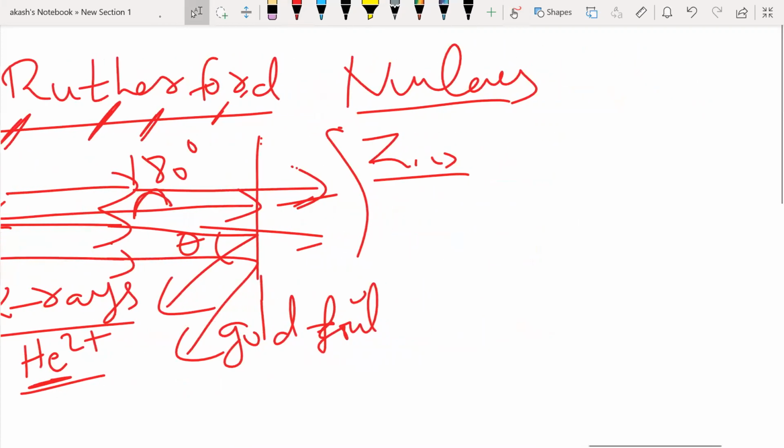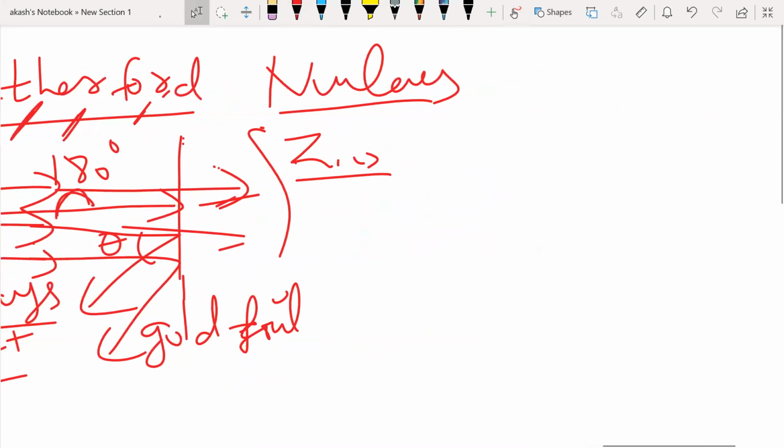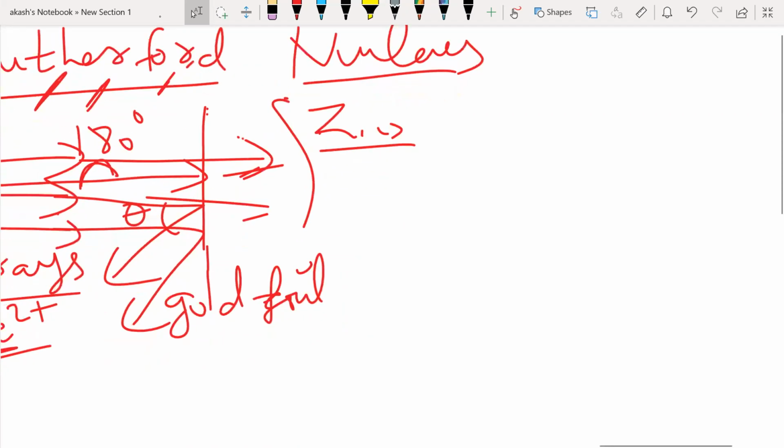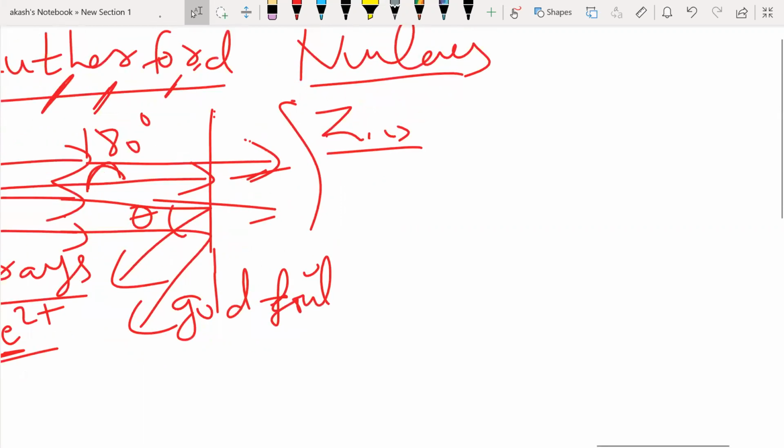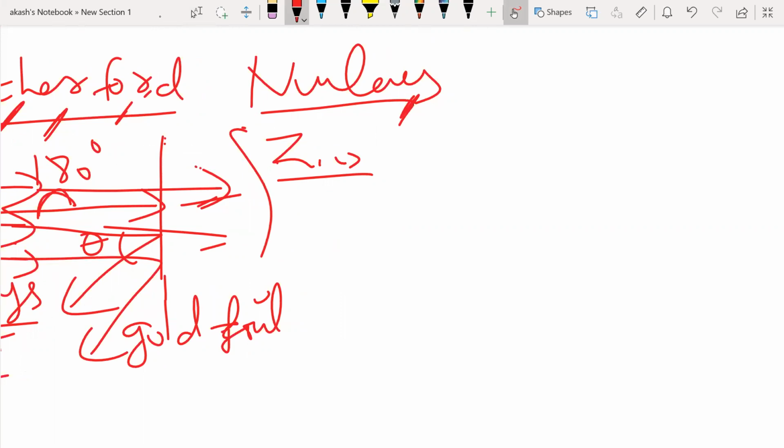So he said that most of the mass and most of the positive charge of the atom is embedded in the nucleus. So basically the protons, not electrons, sorry, are very, very close to the nucleus. He didn't give a clear-cut clarification of what that is, but he said that protons and nucleus are going to be very close to each other.